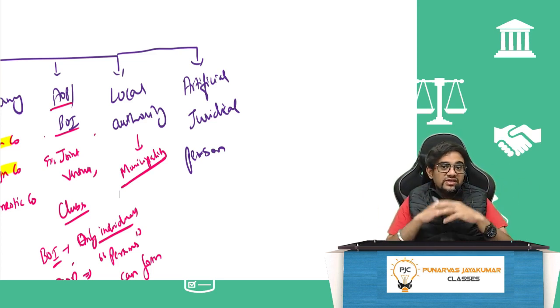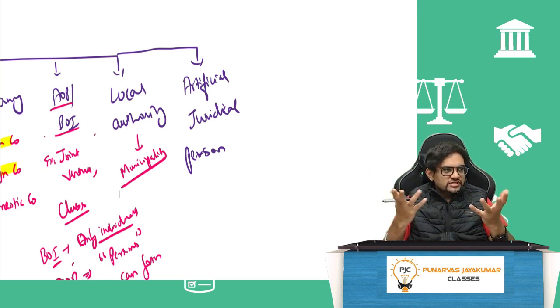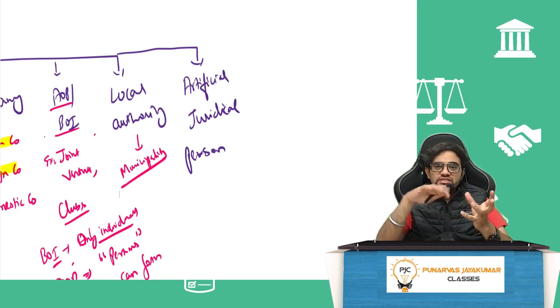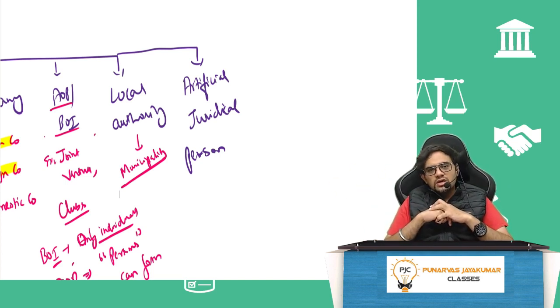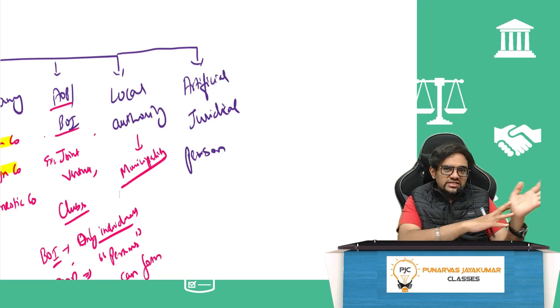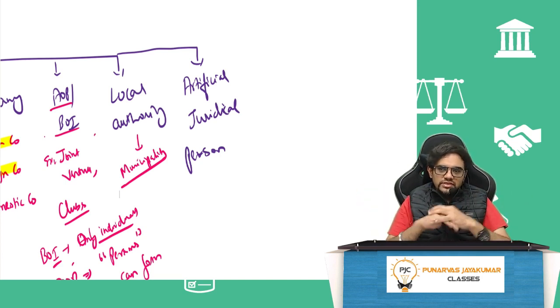See, for example, a trust is an AOP. A trust is actually an association of persons. Tirupati temple is a trust. They also have to pay tax. But of course it's a charitable trust, so there the tax exemption etc. will come. But I'm saying let's not go with the trust etc. Simple temple. There is a god.